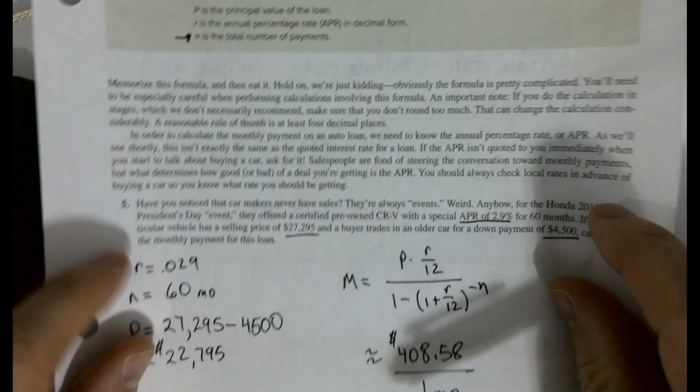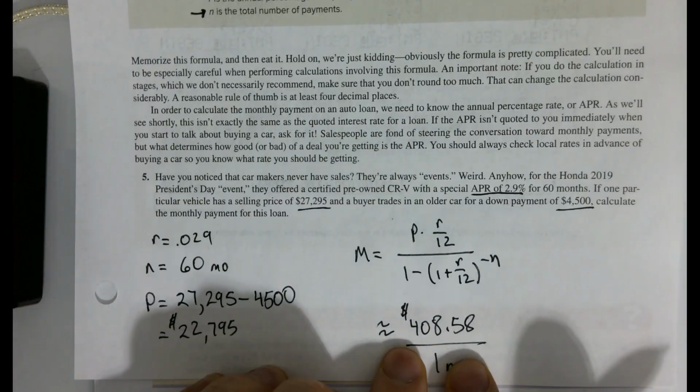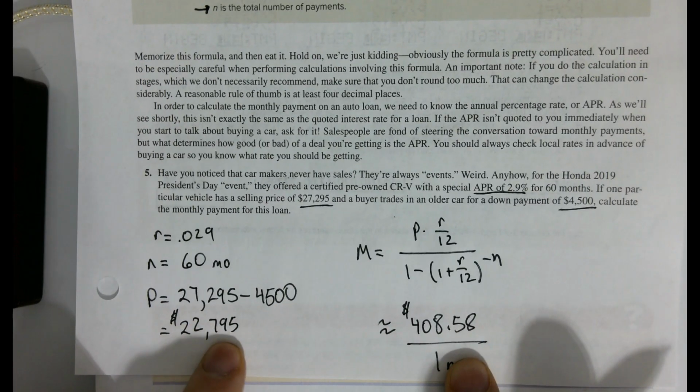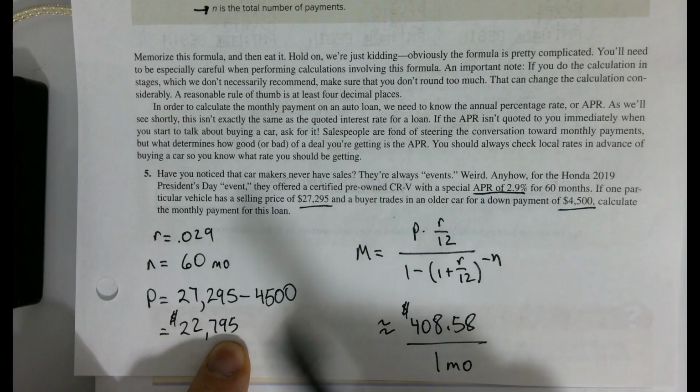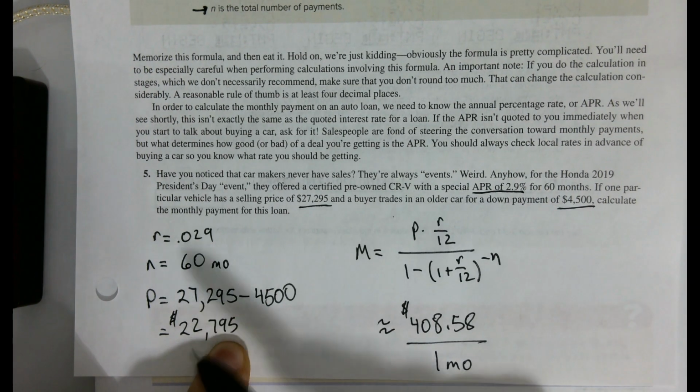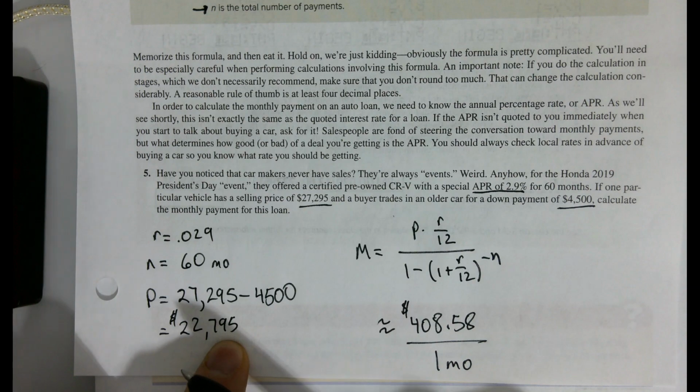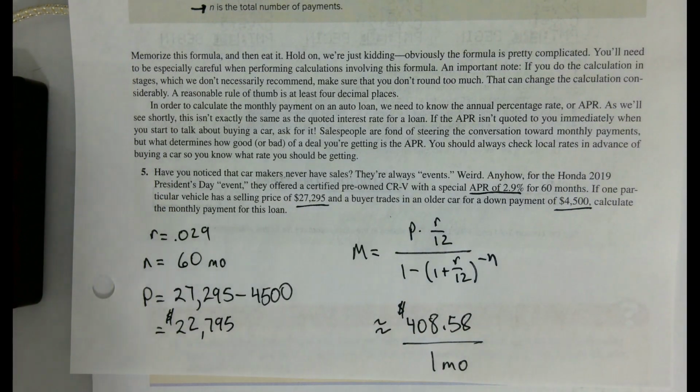If we go back to here, as we're paying down this principal, this $22,795, the amount of interest we owe on the principal also decreases. So when you're getting a loan, you want it to be a compound interest loan, because over time the amount of interest you have to pay decreases.